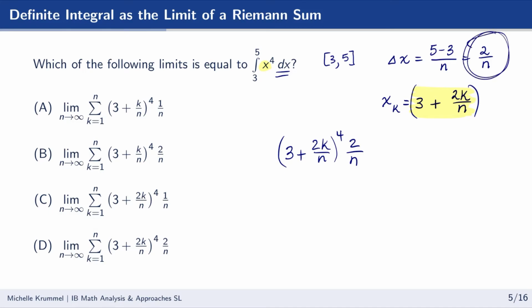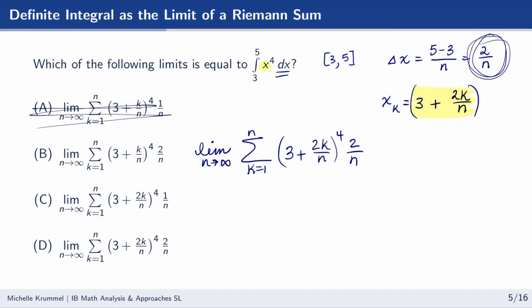Right? We said that here. That's the 2 over n. The dx is delta x, the 2 over n. Then for the rest of it, we just have the sum from k equals 1 to n, and then the limit as n approaches infinity. So right away, by figuring out that delta x is 2 over n, we can eliminate this answer and this answer, because we know that we have to multiply by delta x.